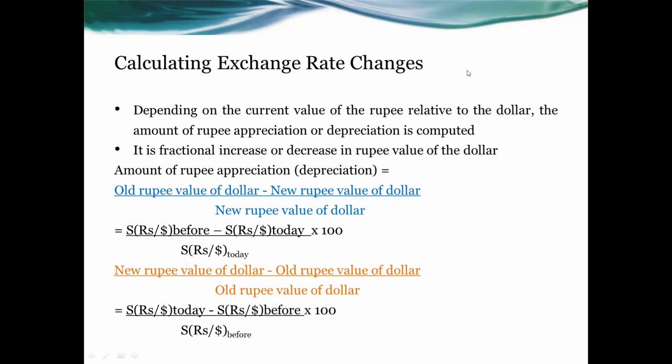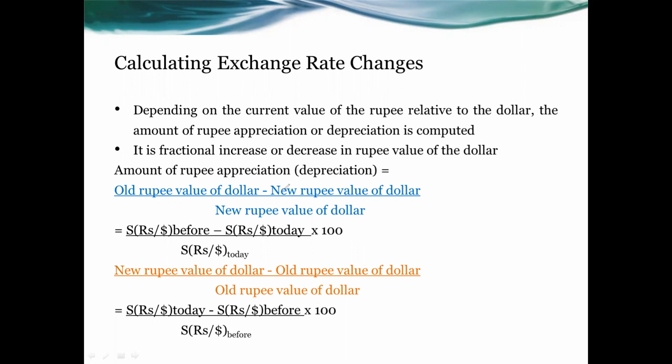Right? Appreciation or depreciation. So there is a way of calculating appreciation or depreciation. You can get the value in different ways, right? The old rupee value minus new rupee value, divided by the new rupee value of the dollar. Sometimes the textbook takes it as the new rupee value minus the old rupee value, over the old rupee value of the dollar. So you will get the calculation of appreciation or depreciation.